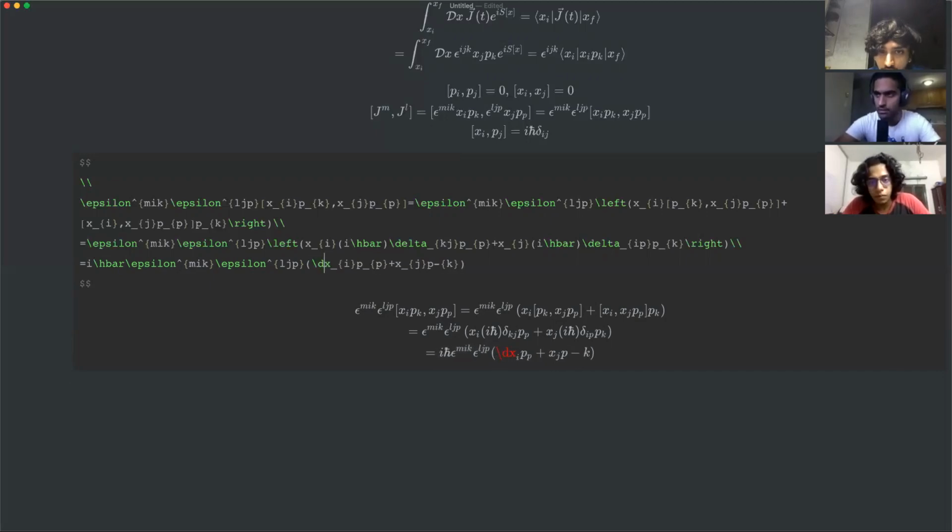I have my Kronecker deltas. You will see that we'll get a contraction. Things will look pretty neat, but it's just a matter of making sure that we get the minuses right.